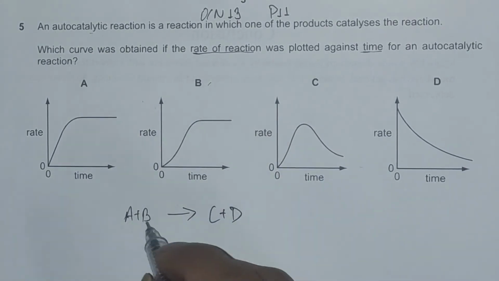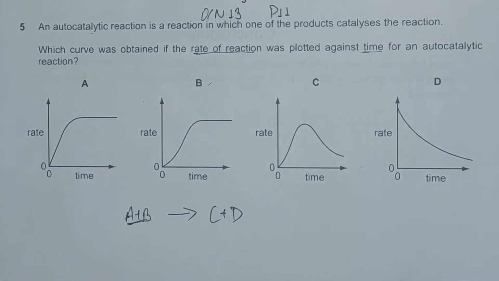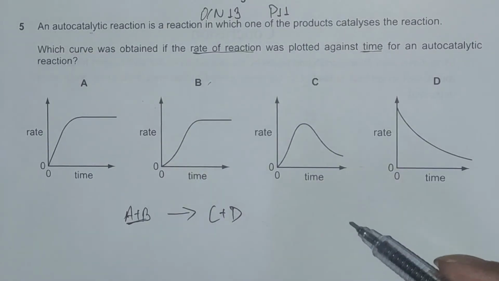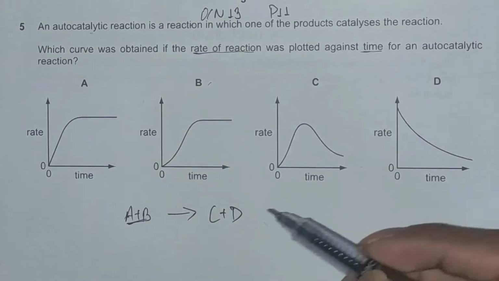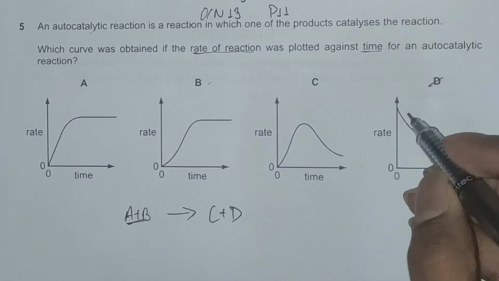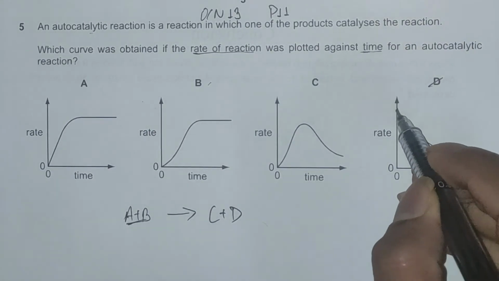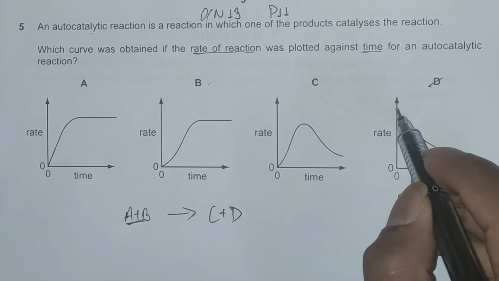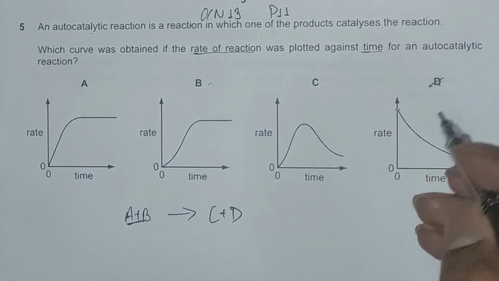Now what happens is, initially the rate of reaction should be 0, because the reaction has not yet started, and also no catalysis has occurred initially. So this rules out option D, because the rate is non-zero over here. Since the plot starts from here, the rate is non-zero, and we rule out this option.